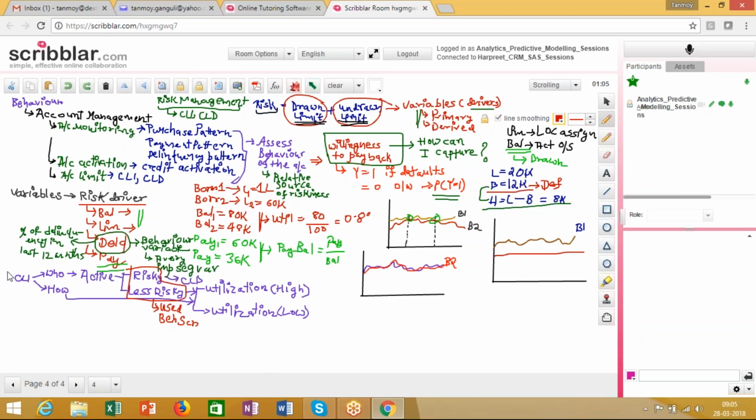And this entire approach of CLI or CLD, as we talk about, follows a segmentation approach. By creating appropriate segments based on different variables, we can identify and allot the percent of credit limit increases that we want to give to different segments. Clear?